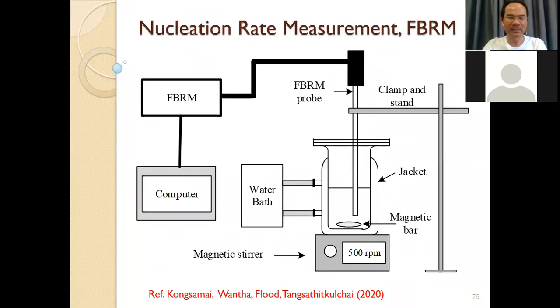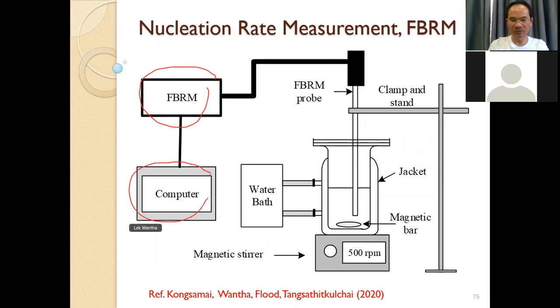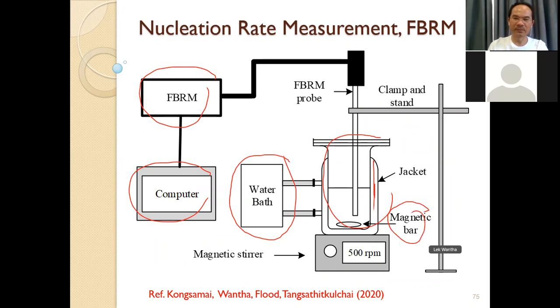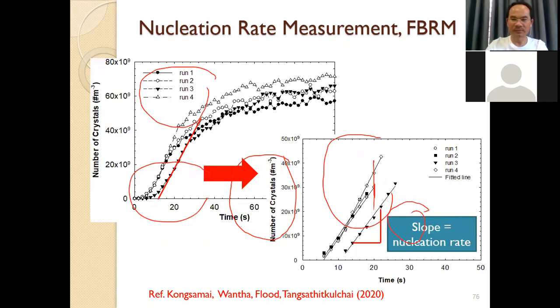And also in my research, I used FBRM to detect the nucleation rate. For this case, we have the equipment, the Scatterite, and we have the computer to record the number of crystals and to record the temperature online. With this, we have the reactor controlled in temperature by a water bath. We have the jacket. We use the magnetic stirrer for mixing. This is the equipment that we use.